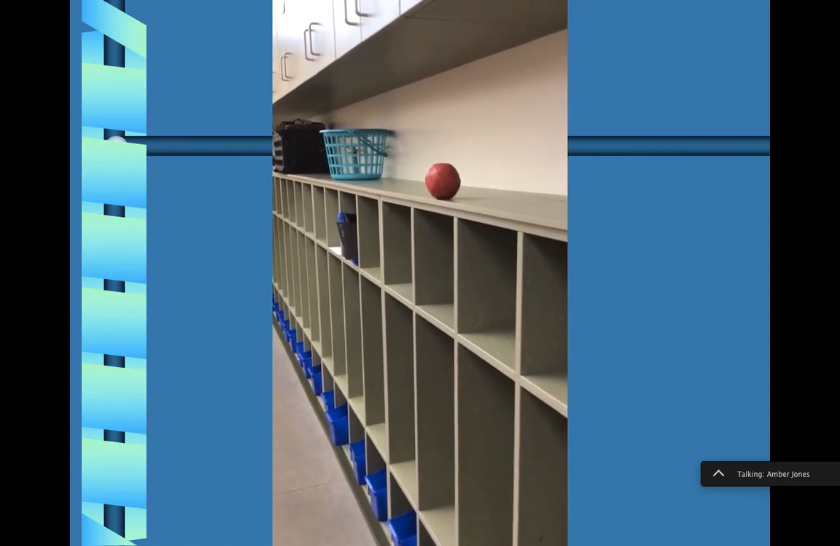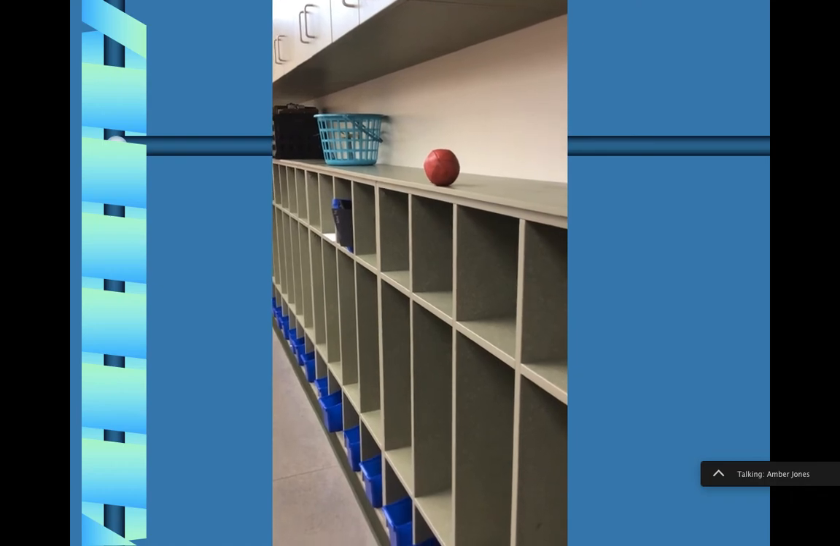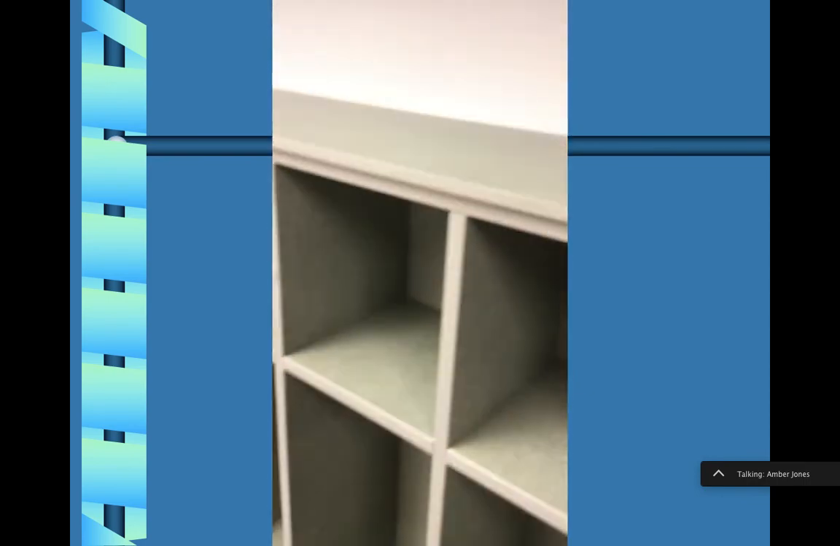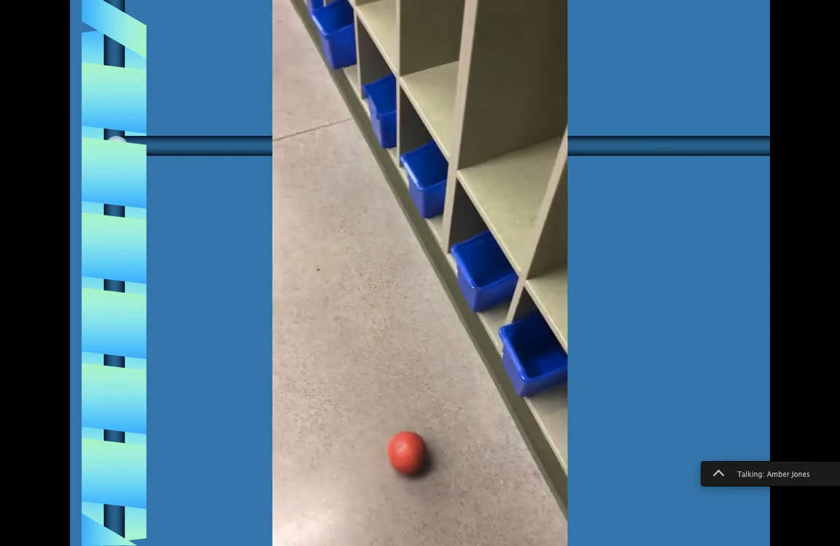What type of energy will this ball have when it gets knocked off the shelf? Well, when this ball gets knocked off the shelf, it now has kinetic energy. Now, sitting on the floor, it has no energy at all, but when it fell, the action of it falling has kinetic energy.